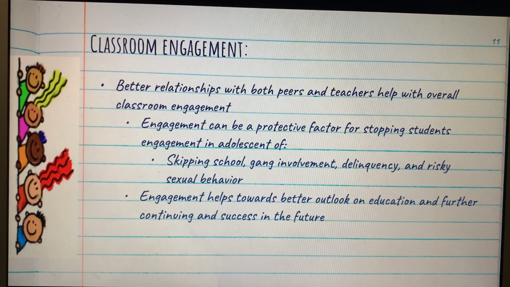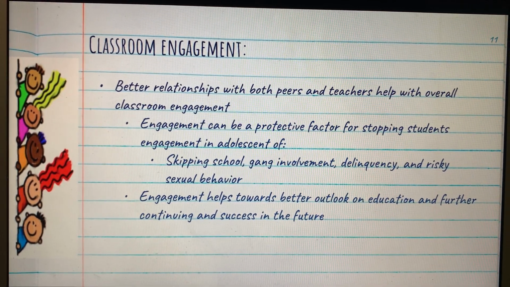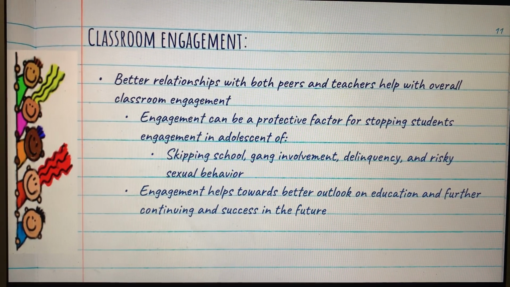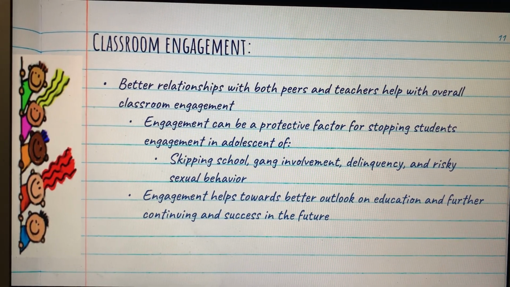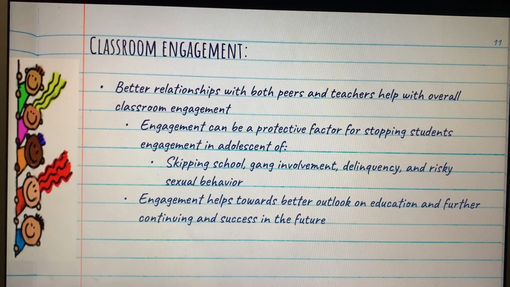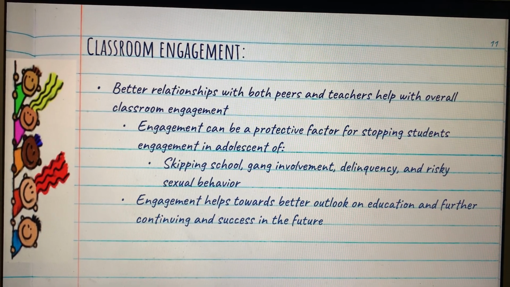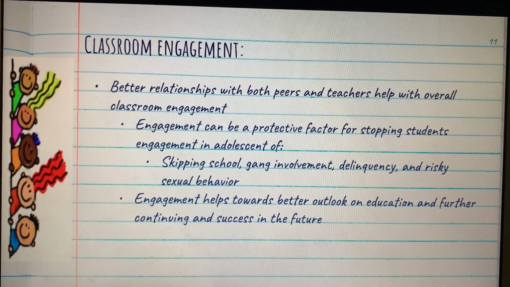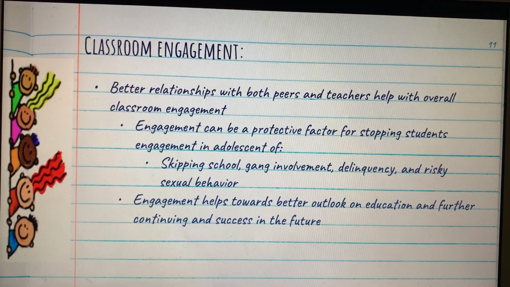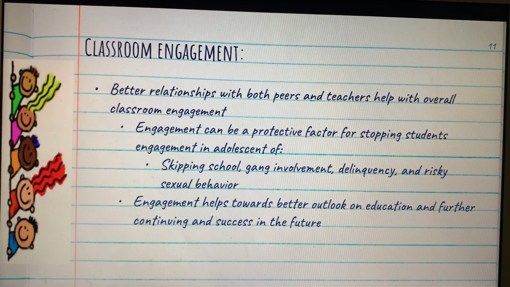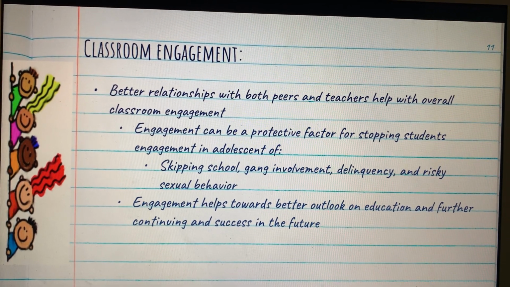And then engagement also helps towards a better outlook on education and further continuing and success in the future towards education. So again, getting those peer relationships positive and creating a good classroom environment is going to help not only avoid really negative outcomes, but also push students towards having a positive future.